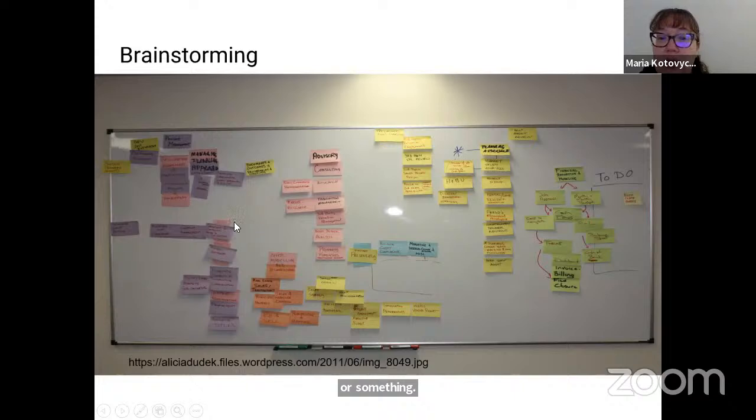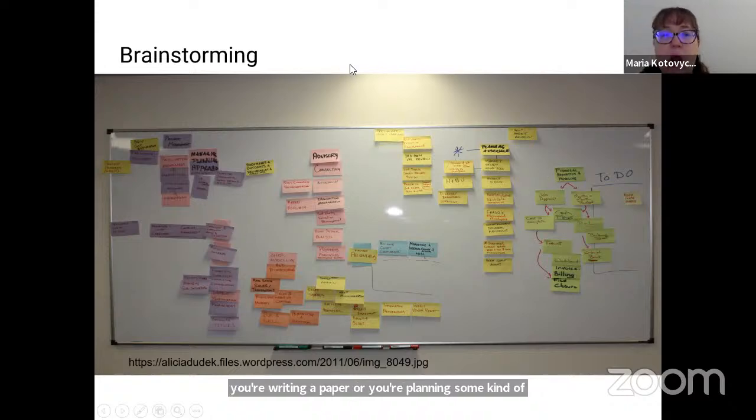Brainstorming, if you cluster related ideas together, so you're writing a paper, or you're planning some kind of a project, you're clustering all the related ideas together. That's a visual and tactile strategy.